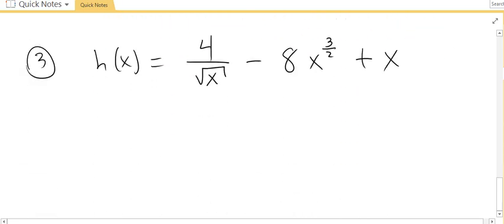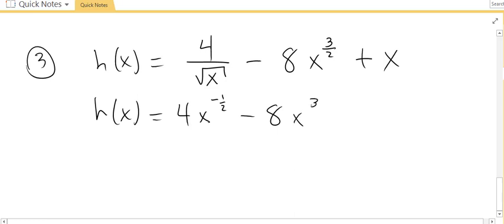And for the second one, I'll go ahead and do the little bit of prep work that we would need to do. I'm going to rewrite the square root of x here as a negative 1/2 power. So we'll have 4 times x to the negative 1/2, and then we'll have minus 8 times x to the 3/2, and then I'll just have this plus x here.